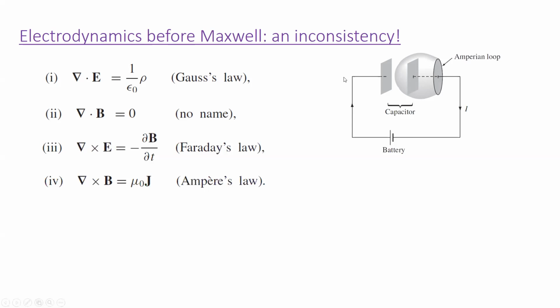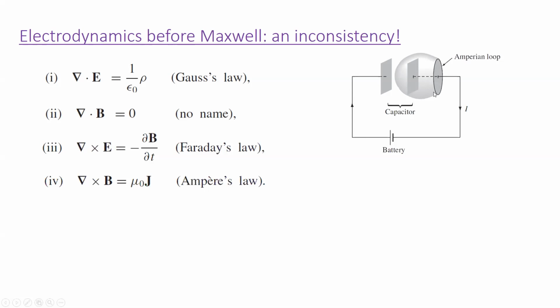following up on the work of Faraday, who we looked at last time, thought about this circuit. You can see this circuit has a battery and a capacitor, 2 plates here. And he thought about applying Ampere's law to this portion of the circuit right here where the arrow is, and this Amperian loop here.